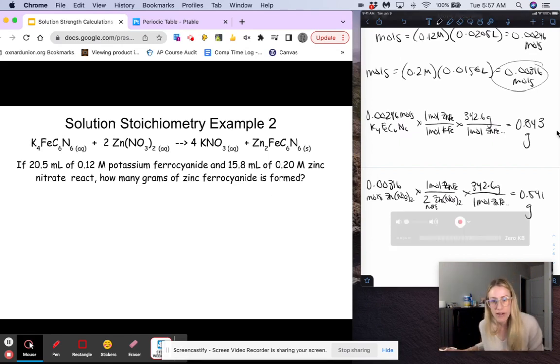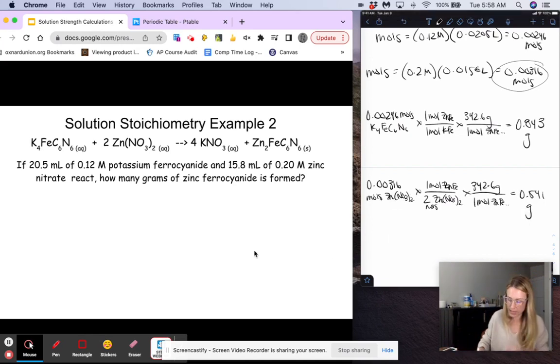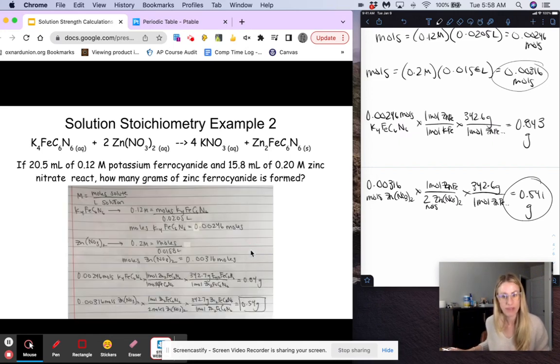So we can see here that this is going to be the amount produced because this is the limiting reactant, because less is produced when we have this much zinc nitrate. So remember, in limiting reactant problems, you want to pick the amount that is produced that is less when you do it like this. So my answer should be 0.54 grams, which is right here as well.